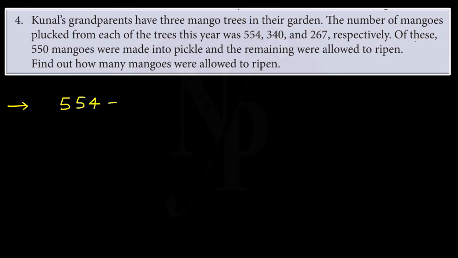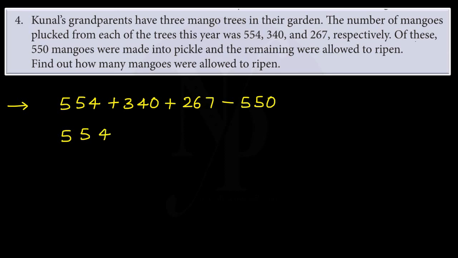554 plus 340 plus 267. From this we should subtract 550. We should solve this to get the required answer. First let us add the first three numbers. I will rewrite the numbers one below the other, or vertically.